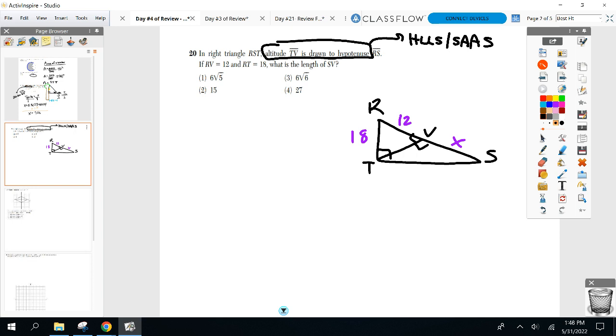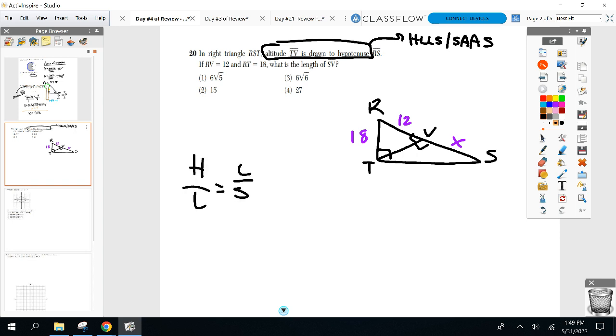Okay, which one do I use? Simple question. Is the altitude involved? Is the altitude TV involved at all? Do you have a label on TV? How about that question? Do you? Then I guess we're not using what then? We're not using sass. Darn, altitude's not even labeled, so it's got to be hills.